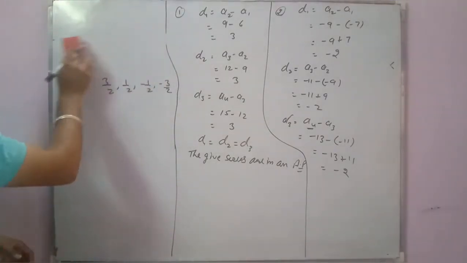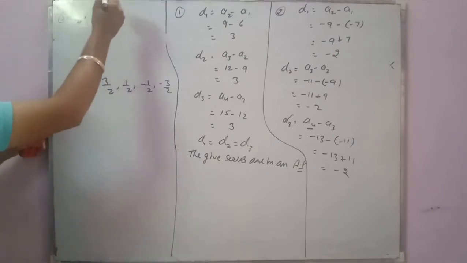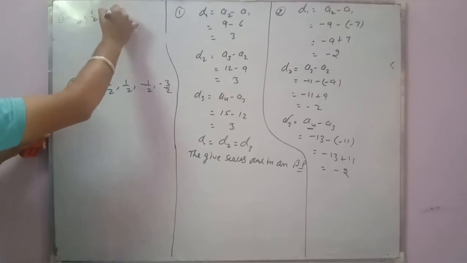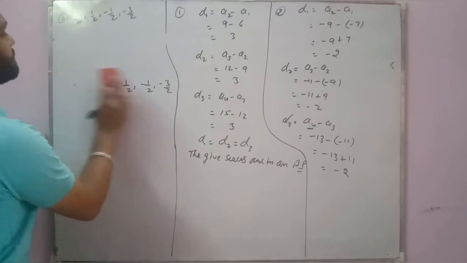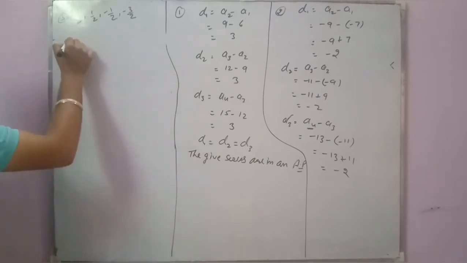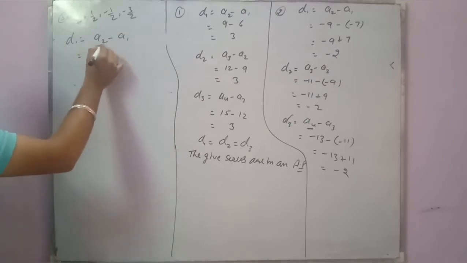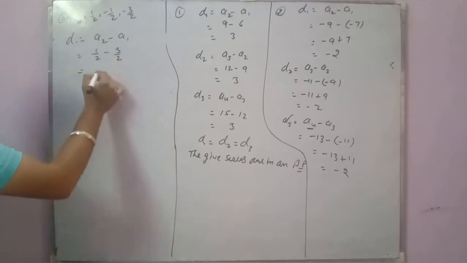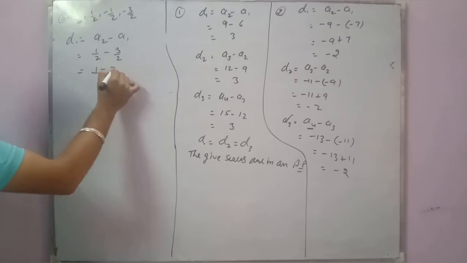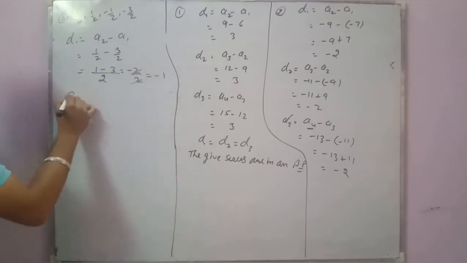Now we start example number 3. 3 by 2, 1 by 2, minus 1 by 2 and minus 3 by 2. Okay. D1 is A2 minus A1. What is A2? 1 by 2 minus 3 by 2. LCM is 2, 1 minus 3, minus 2 upon 2. This is minus 1.